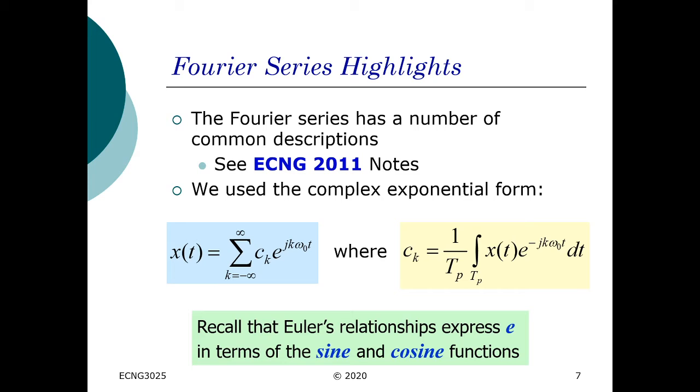It is also important at this point to remember or recall the Euler relationships for expressing the Euler expression, e, in terms of sine and cosine. This Euler expression can be found in your ECNG 2011 notes. If you can't find it, it's easily searchable online in order to get the actual equation for what e to the minus j theta is. It typically is going to be cosine of theta minus j sine theta.